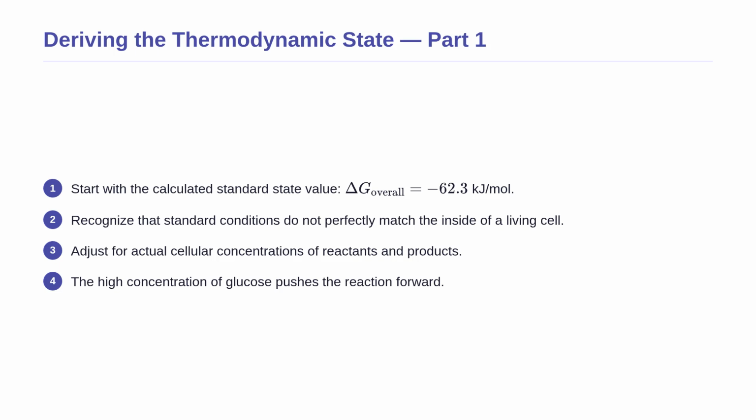Now that we have calculated the standard free energy, let us understand what this actually proves about the living cell. We start with our calculated value of negative 62.3 kilojoules per mole. However, standard laboratory conditions do not perfectly match the dynamic environment inside a living cell. We must adjust this mathematical model to account for the actual cellular concentrations of reactants and products.